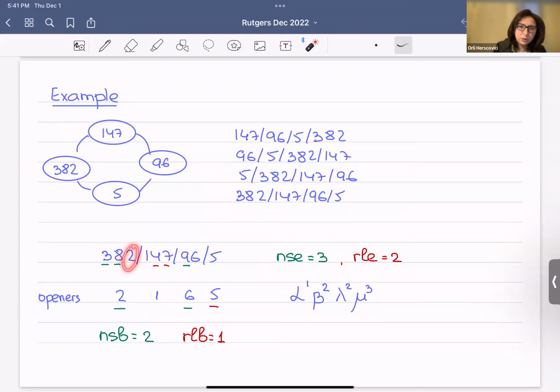And now right to left elements. Here, a block starts from the minimal element of the block. Here we have this contributes to RLE. This one again contributes to RLE, and this is the minimal element of a block. This is the minimal element, and this is the single element. So statistic RLE will be equal to 2 for this set partition, and this set partition will be written by the term alpha beta squared lambda squared mu cubed.